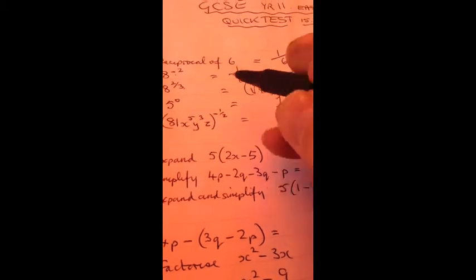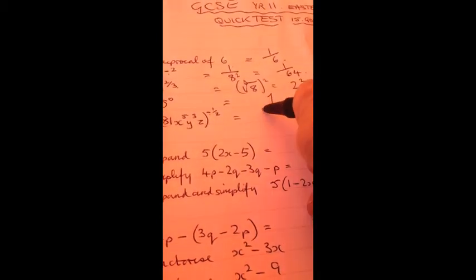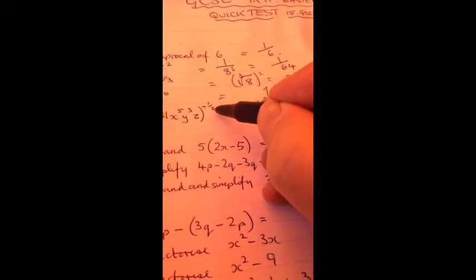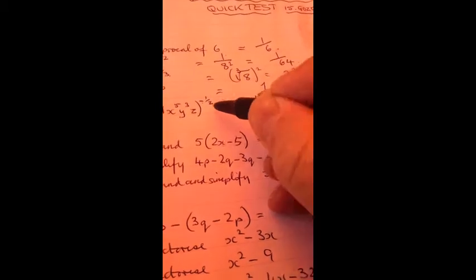5 to the 0, your old favourite. I'll kill you if you get that wrong. 1. And then this horror, okay? Don't let it be a horror, okay? The minus means 1 over. The half means the square root of. And then all this rubbish, 81x5y3z. And what do you do with that? 1 over. Now, what do you do?